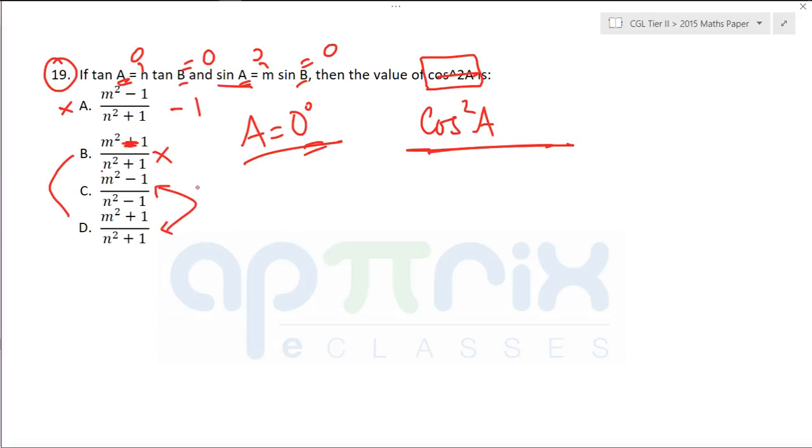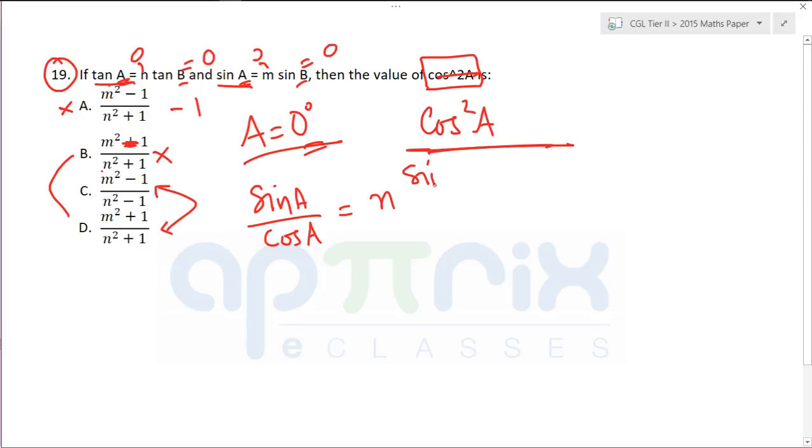Because here the variables are not 2, there are 4 variables, A, B, M, N. So you have to proceed further and solve it. I'm just going to tell you the way how you can do this particular question. What you can do from here, you can just calculate sine A by cos A, alright? And then you are going to get M, and you will write sine B upon cos B, alright?